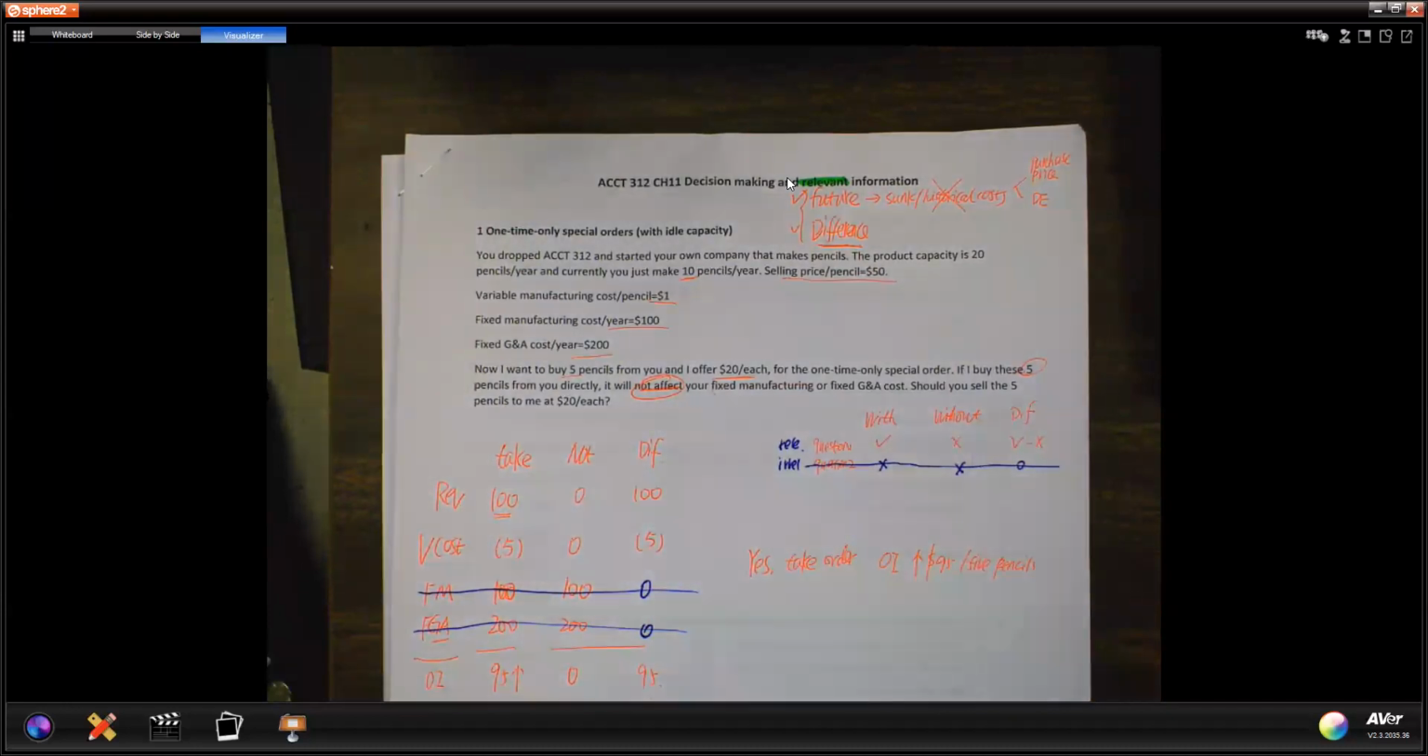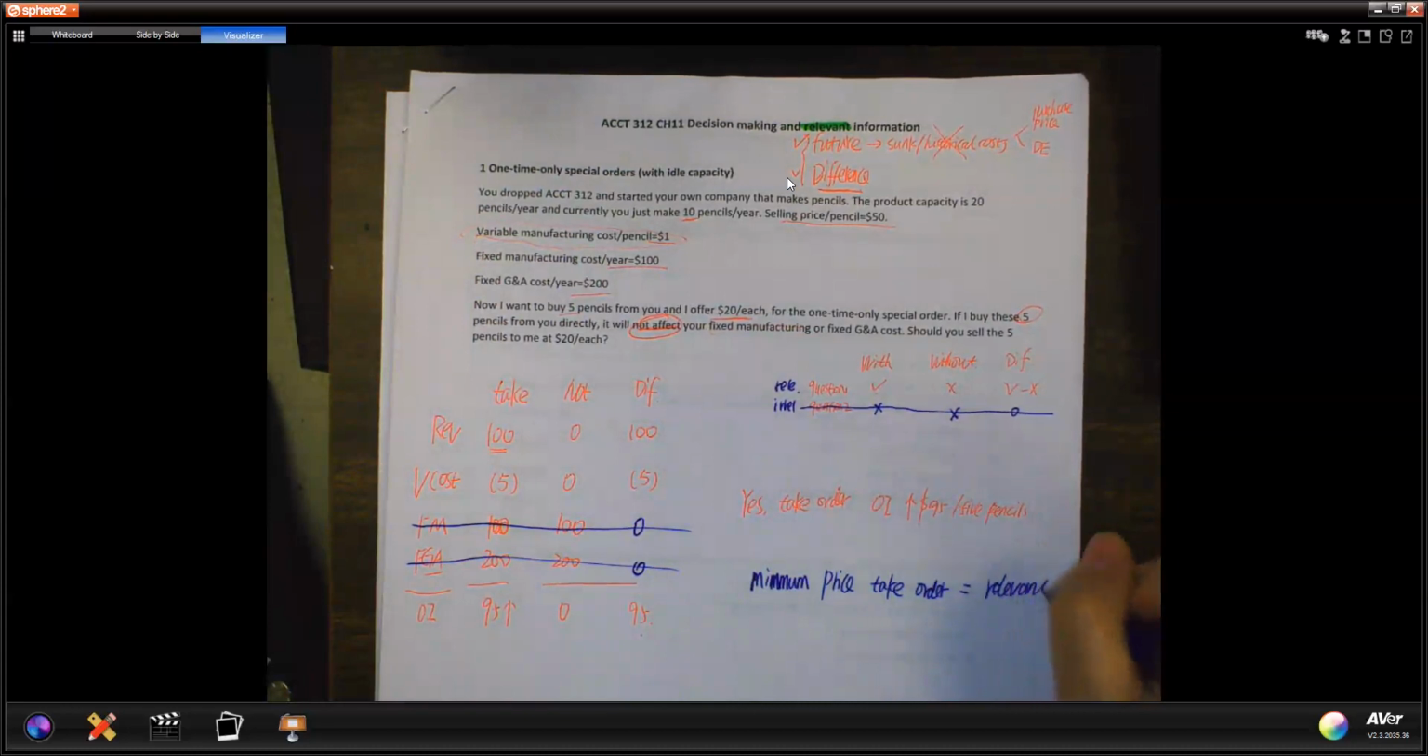So that is how you use relevant information to solve the question. Think about this. Let's look at the question one more time. Your relevant cost to make the special order is only this $1 each. So what is the minimum price that you can take the order for? Actually, it's just your relevant cost.